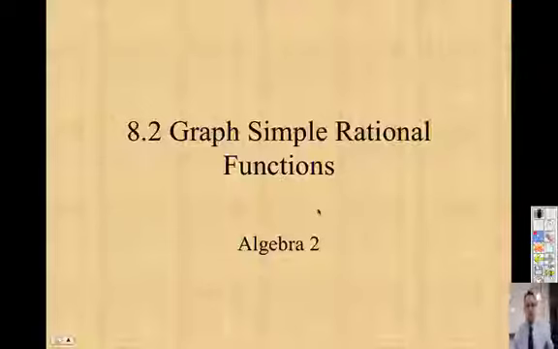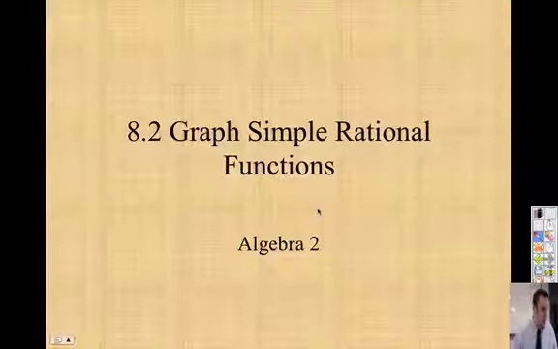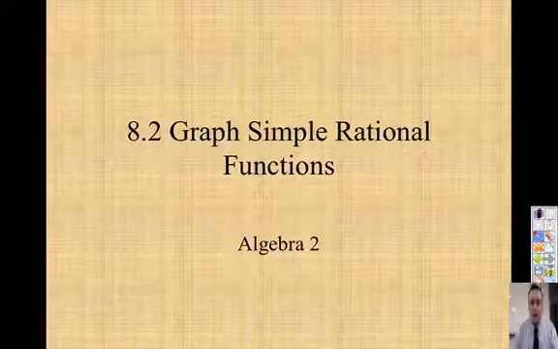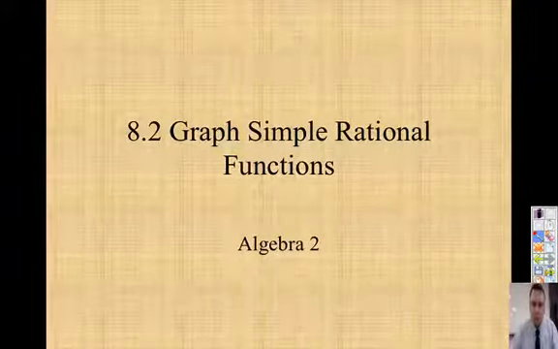Hey guys, section 8.2 we're going to do today, tonight. So what we're going to do today is graph simple rational functions.